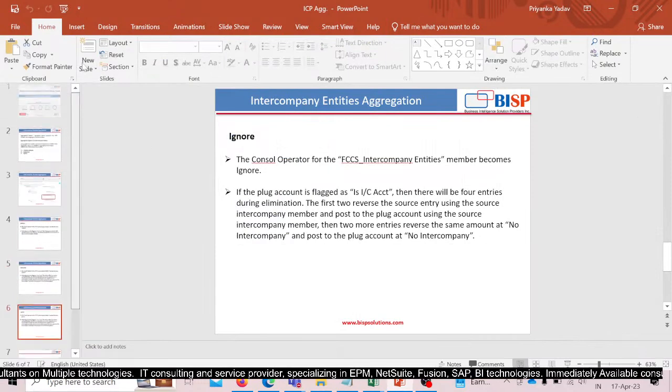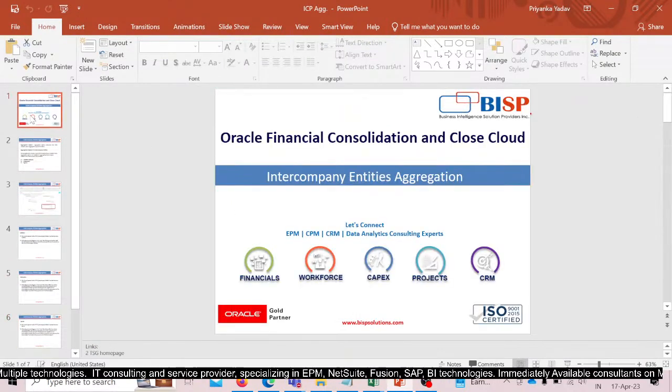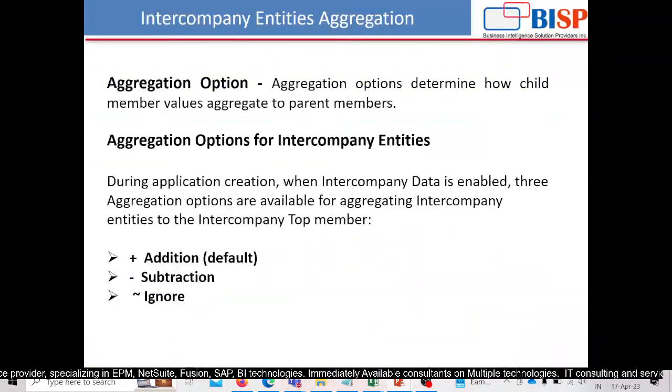Now moving on to our next topic, intercompany entities aggregation. The aggregation option determines how child member values aggregate to the parent member. So this option is used to define calculation within dimension hierarchies. The intercompany dimension is created when we enable intercompany functionality.